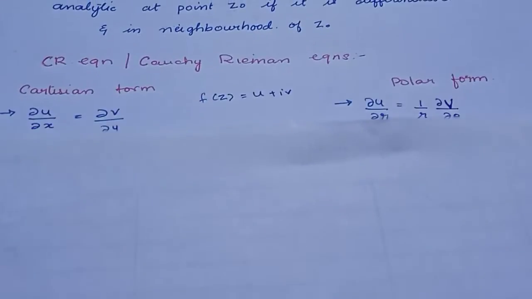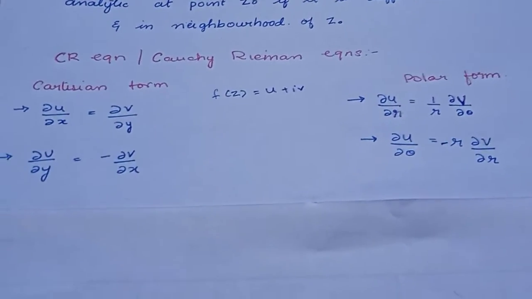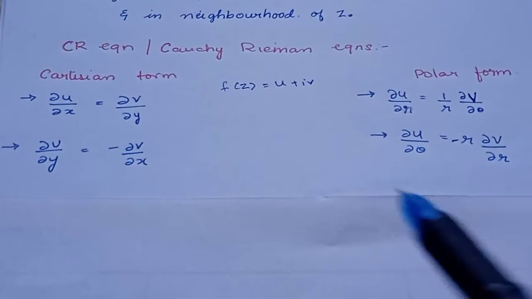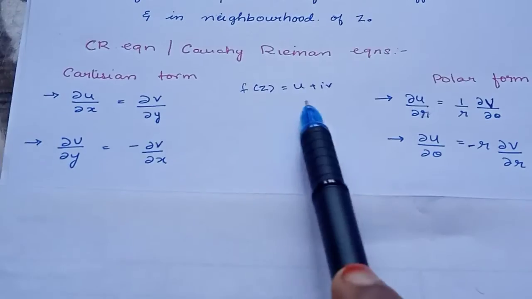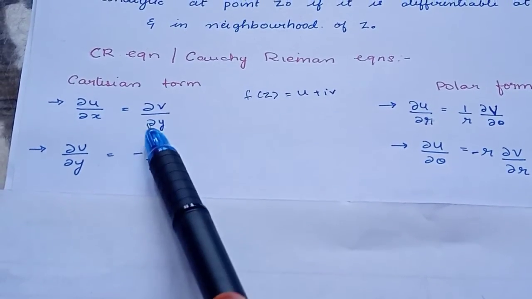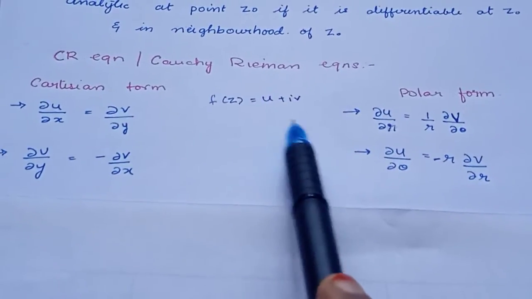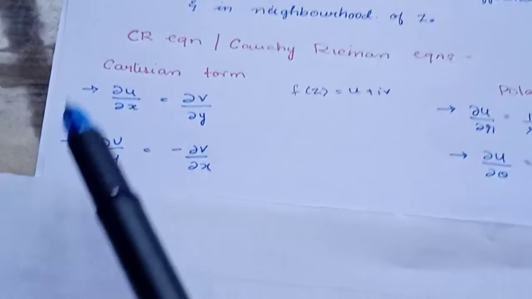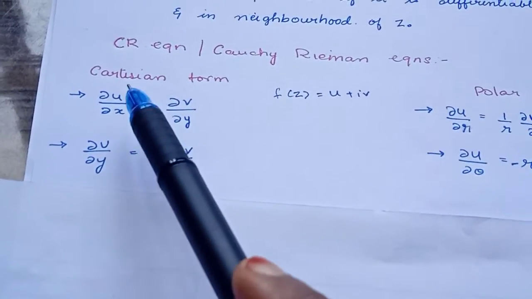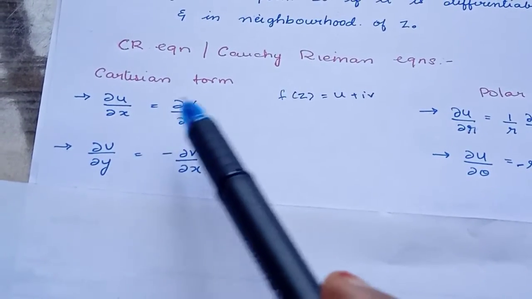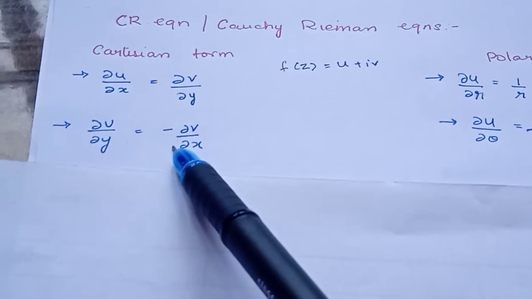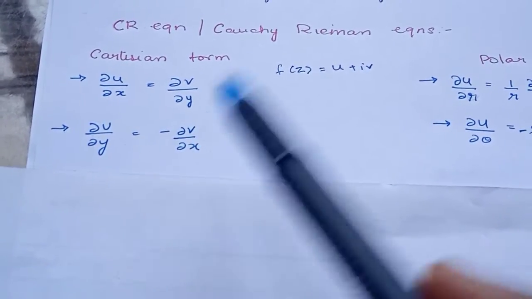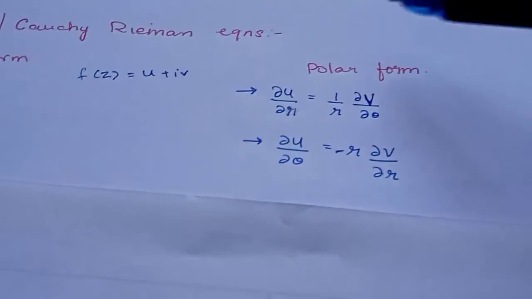There are two forms, Cartesian form and polar form. For Cartesian form, the function f of z is equal to u plus iv. You have to differentiate this with respect to x and y for Cartesian form, and with respect to r and theta for polar form. So you're going to partially differentiate. Dou u by dou x is equal to dou v by dou y, and dou u by dou y is equal to negative of dou v by dou x. Partial differentiation.